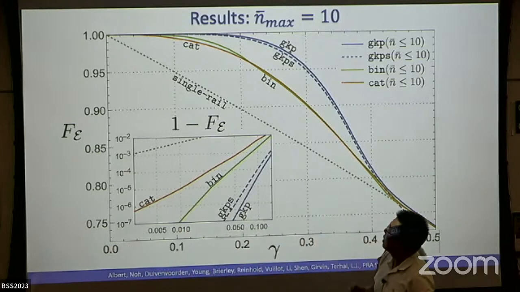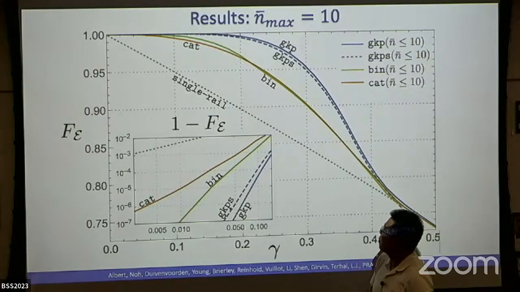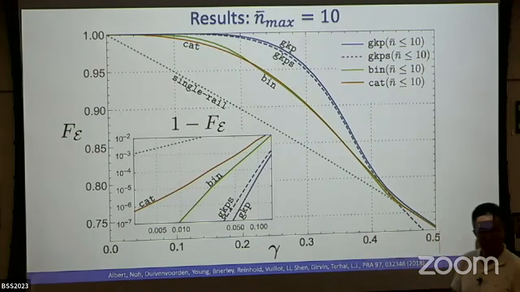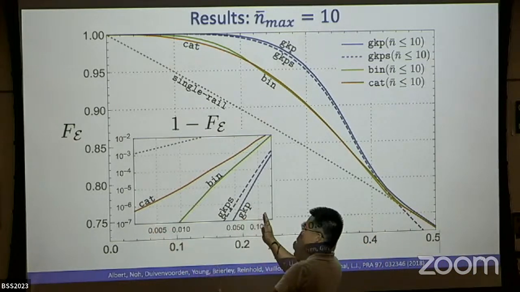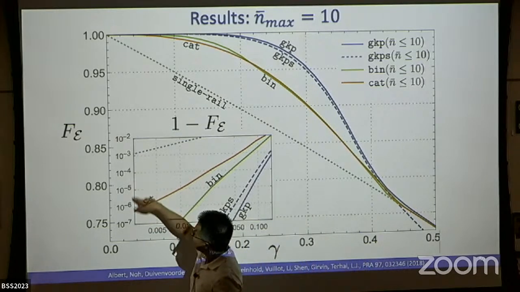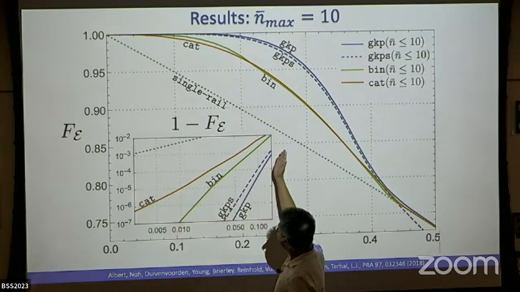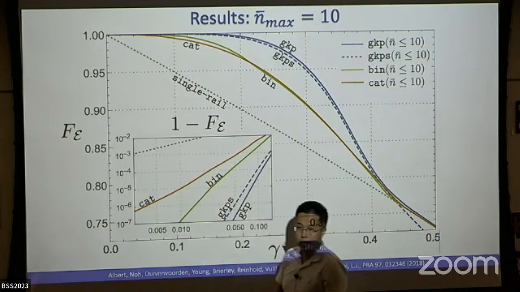It's because, especially the binomial code, is an exact error correcting code for certain loss errors. So it is guaranteed to suppress error to second or higher order, but the GKP is approximate error correction, so there is no such guarantee. But for the relevant parameter region, let's say 0.5% to 10%, this is the log plot of the infidelity, and you see that the GKP decays much faster compared to the cat and binomial.